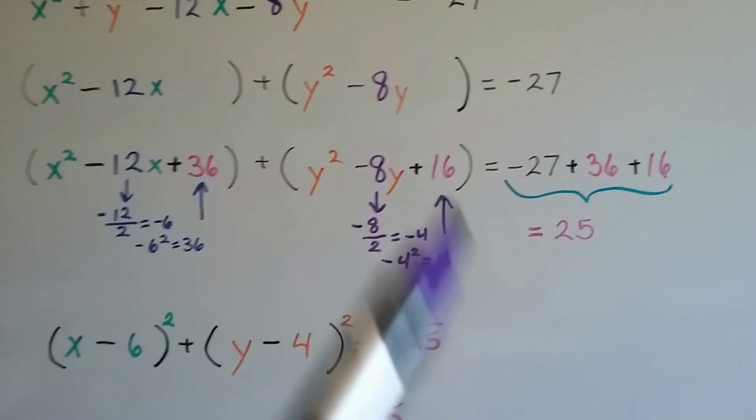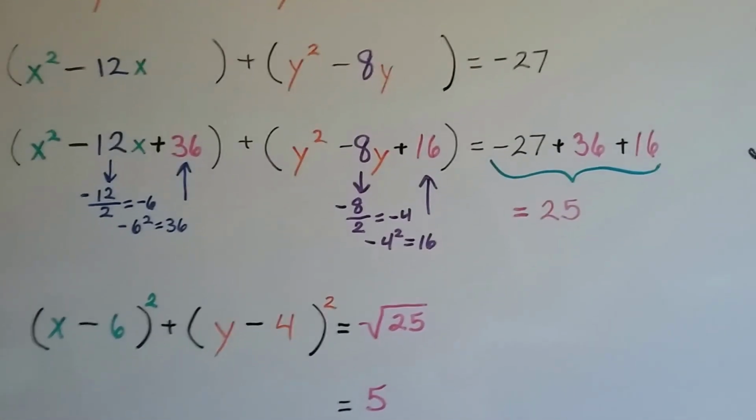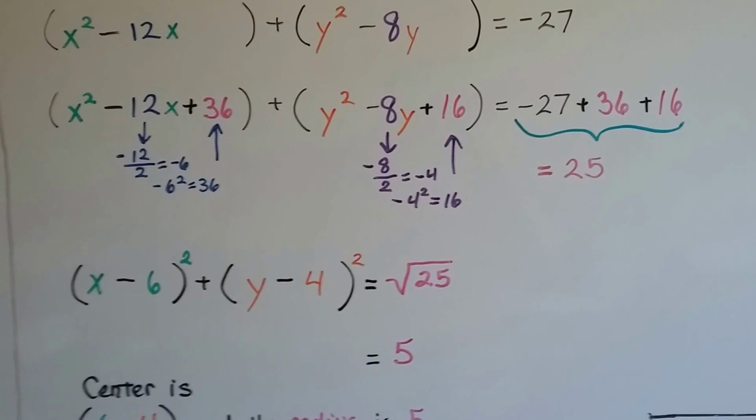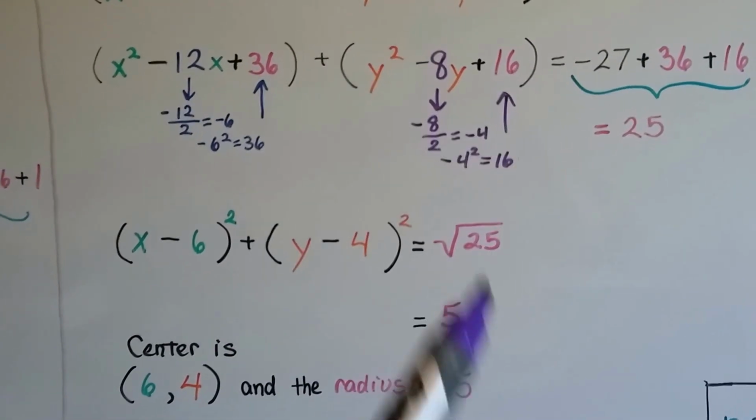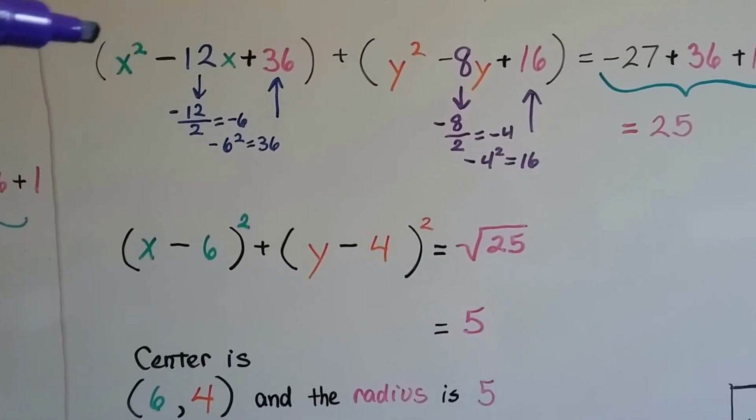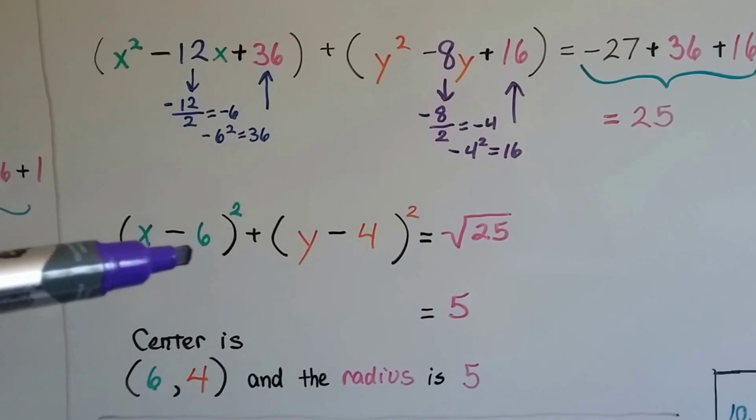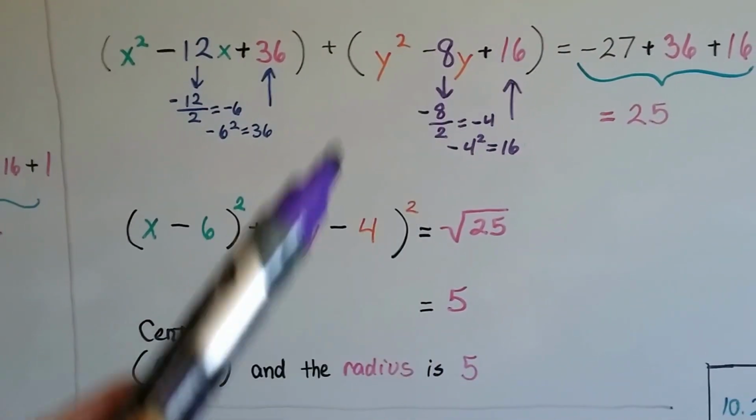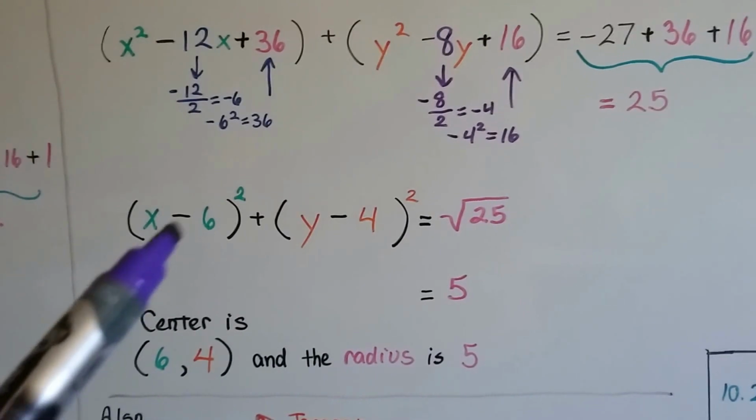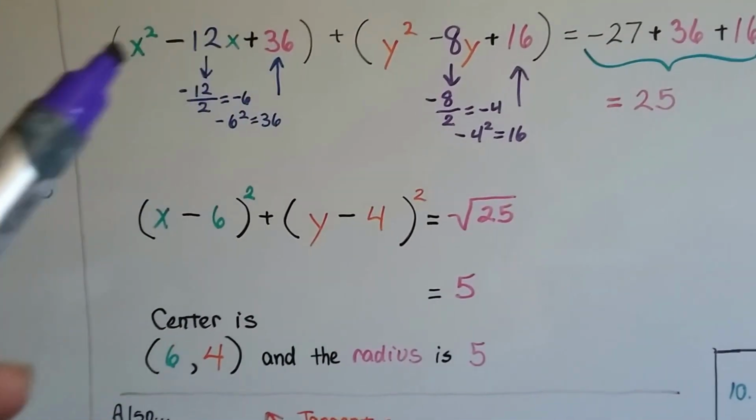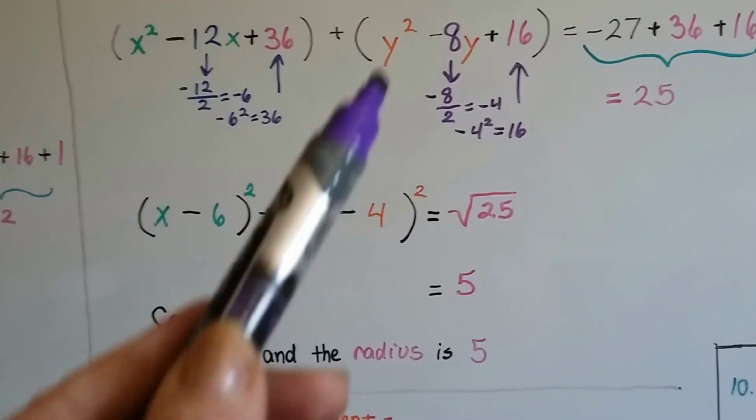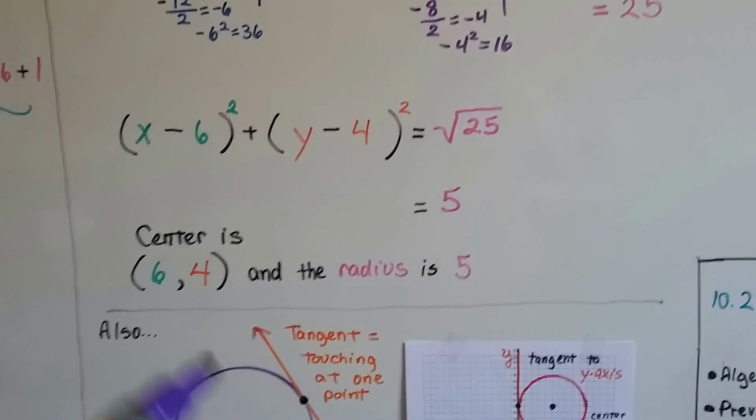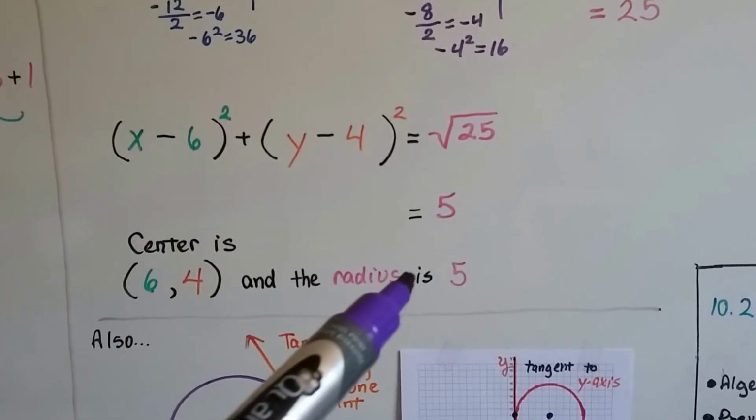Because we added 36 and 16 to this left side of the equation, we have to add it to the right side of the equation to keep it balanced, right? So negative 27 plus 36 plus 16 gives us a positive 25. It's got to be r squared, right? So we have to take the square root of that. When we simplify this, we get the square of x minus 6 plus the square of y minus 4, and it's going to equal 25. If I did x minus 6 times x minus 6 and I FOILed it, I would get this. If I did y minus 4 times y minus 4 and I FOILed it, I would get this. So the radius is going to equal 5, because the square root of 25 is 5, isn't it? So we know our center is (6, 4), and our radius is 5.